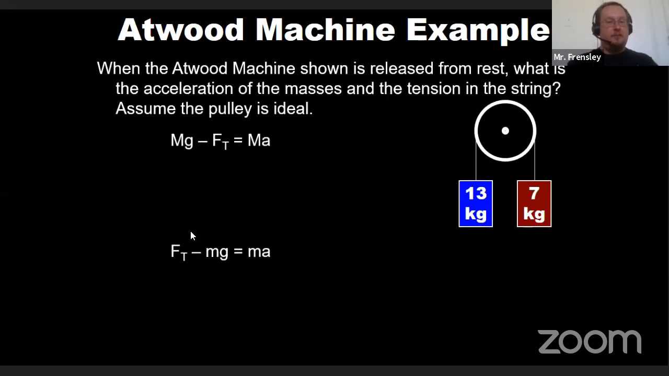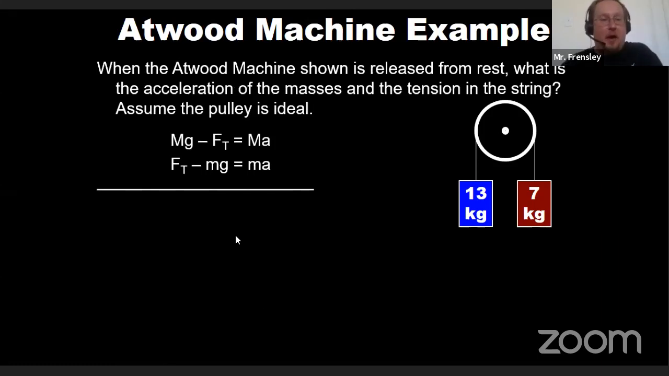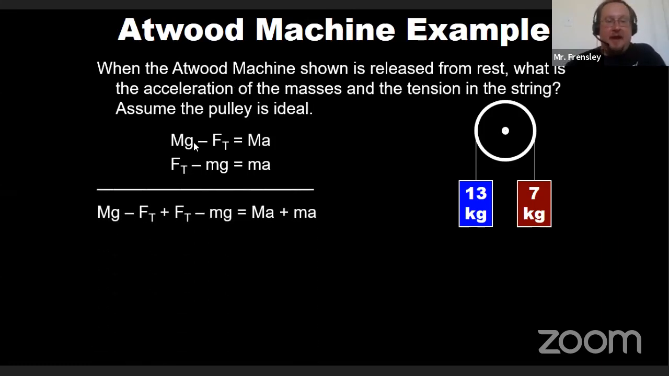So here we go. Here's my 2 equations. Now I'm going to eliminate. So what's that going to look like? I'm going to have Mg minus force tension plus force tension minus little mg. That's just all 4 terms with the signs that they had all added together. On the right-hand side, big MA, little ma, add them together. Now, you're probably screaming at your computer screen, the tension cancels out, the tension cancels out. That's the key here. The tension, which is internal, it's 13 pulling on 7 and 7 pulling back on 13, cancels out.